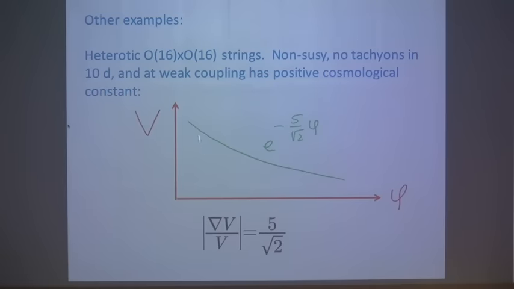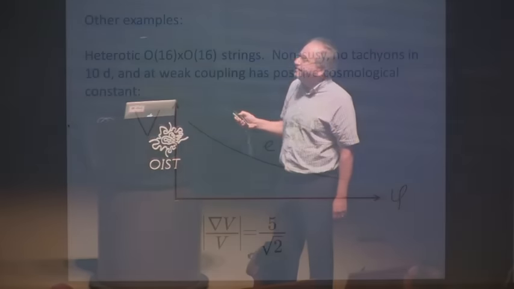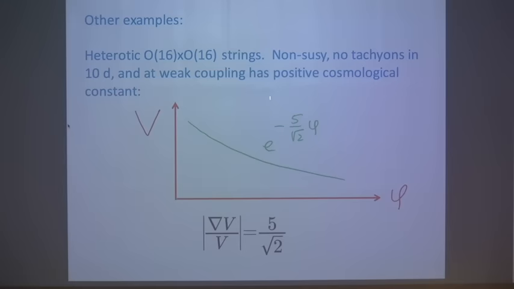So how about other examples? Well, there is actually a non-supersymmetric example which does realize a positive cosmological constant. This is from old days, and I think the younger group here may not even be aware of this. This is called the O16 times O16 string. It is a non-supersymmetric, non-tachyonic theory in 10D. At weak coupling, you can compute the cosmological constant as positive, and in fact it rolls down like this. So you can compute it for that example again. Grad V over V is some number like 5 over root 2. So there are examples which naturally realize it with nothing fancy in 10 dimensions.